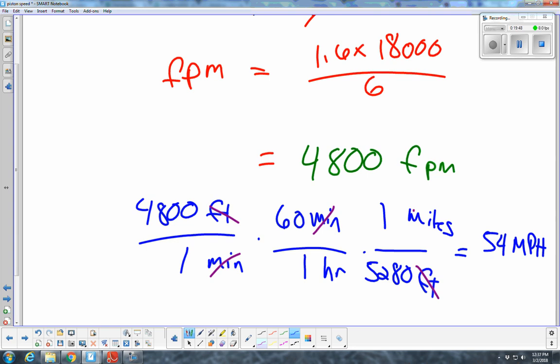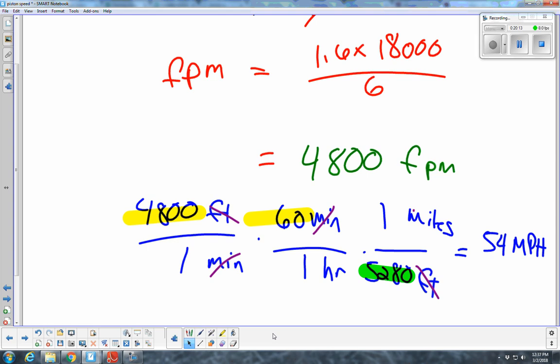By 60, and then divided by this, right? So here you go. Here are your colors: yellow times yellow divided by green. There you go. Because all the rest are ones, so they don't matter. 54 miles per hour, or I want it both. So you got both.